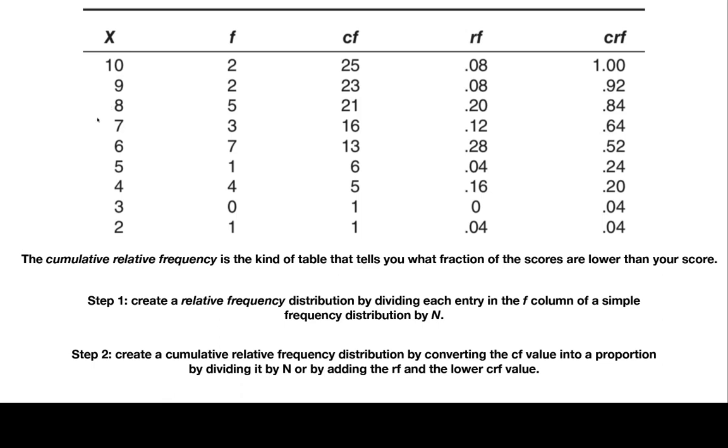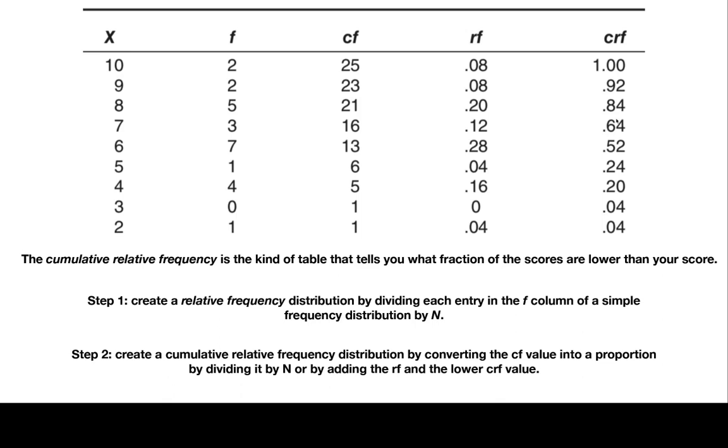Look at the raw score 7. The cumulative frequency for 7 is 16. And again, to compute for the cumulative relative frequency, we just have to divide CF by n, so that we could also have the 0.64 value, which is now our CRF. So again, that is 16 divided by 25, we get 0.64.